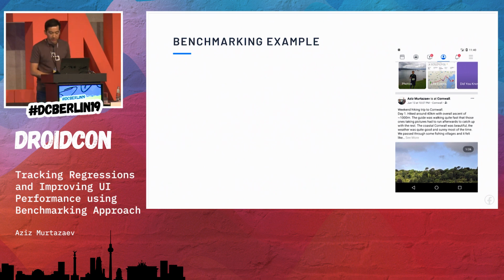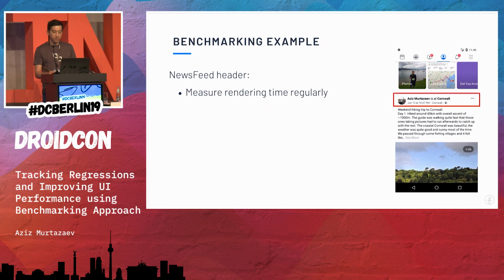Let's say you have this kind of screen. The first question to ask yourself is, which part of the screen do you want to benchmark? The rule of thumb is that any part of the screen that repeats frequently can be a good candidate for benchmarking. In this case, every newsfeed story has a header, and we can use that header for doing benchmarks. So what we can do is measure rendering time regularly, continuously.